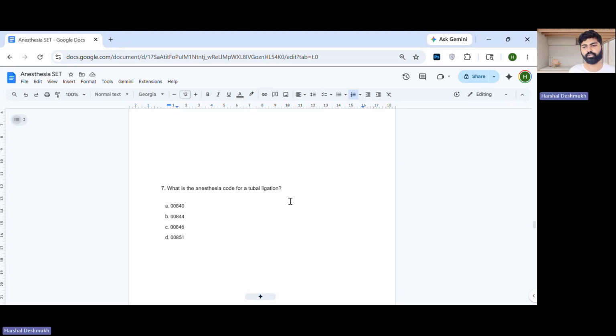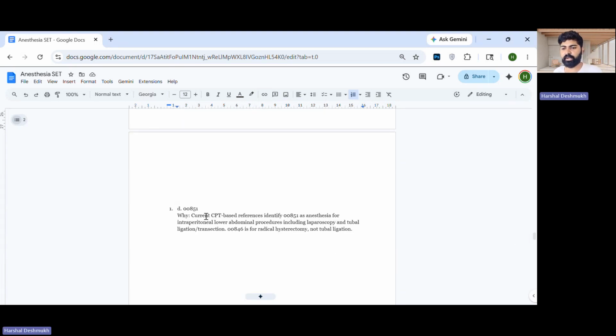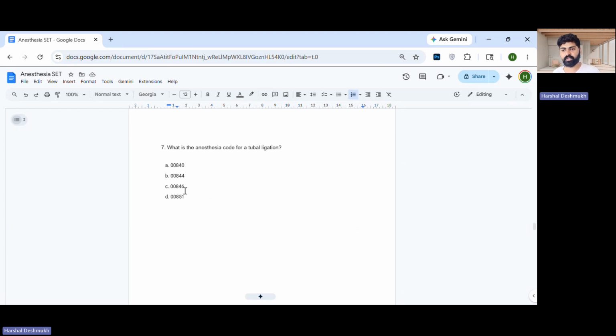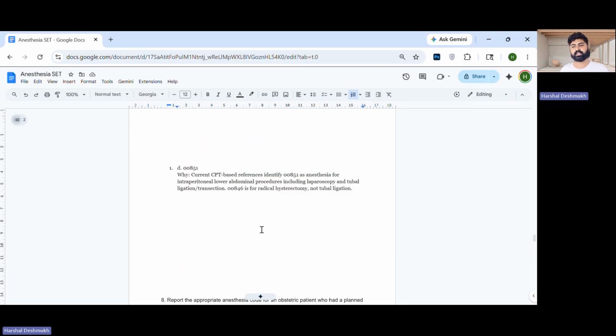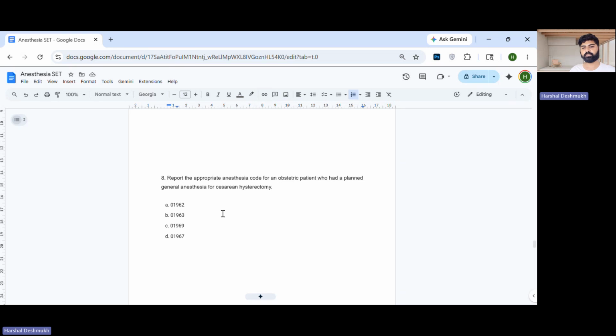Right, the correct answer for tubal ligation is 00851. Kindly cross-check the description in your book as well. So 00851 is anesthesia for intraperitoneal lower abdominal procedures, including laparoscopy and tubal ligation transection. 00846, however, option C, is for radical hysterectomy and not tubal ligation. All right, so next question on your screen, question number 8.